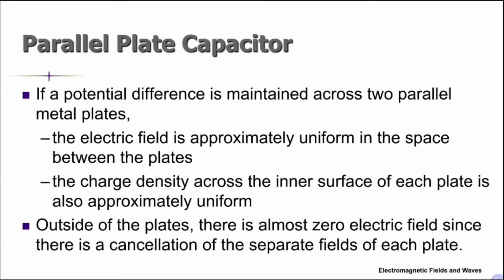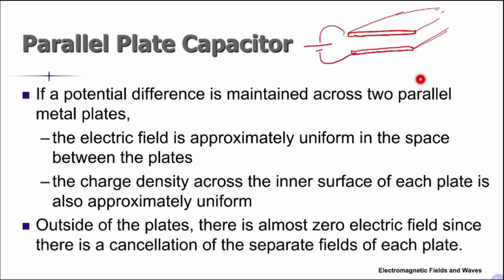So this is more common, the parallel plate capacitor. Potential difference is maintained across 2 parallel metal plates. The electric field is approximately uniform in the space between the plates. So if you have 2 plates, this is a side view, assuming that this is my plate. So 2 conductors, apply a potential between them. Eventually we have plus Q and minus Q on the 2 conductors.